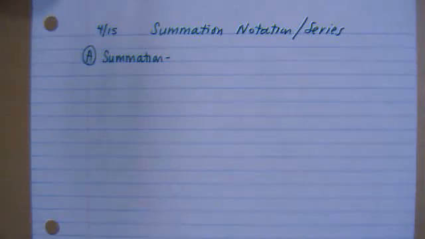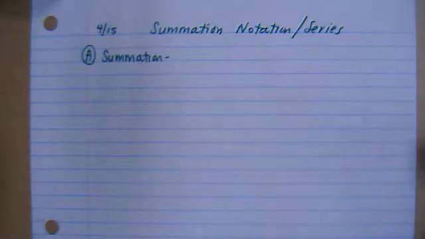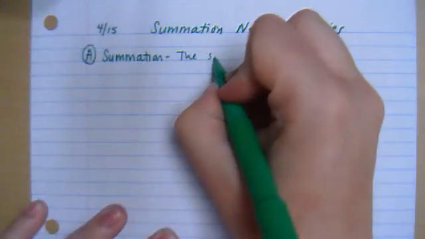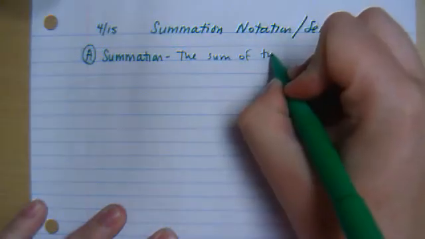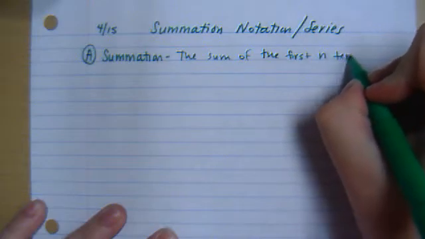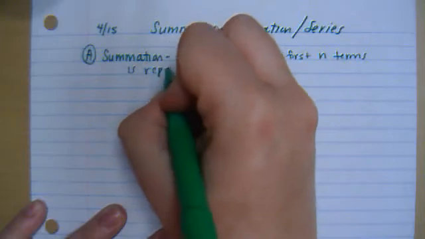Alright, today we're going to be talking about summation notation in series. Summation comes from the word sum, so we're going to be adding stuff. The definition of this is the sum of the first n terms, so whatever it goes to, and it's represented by the following.